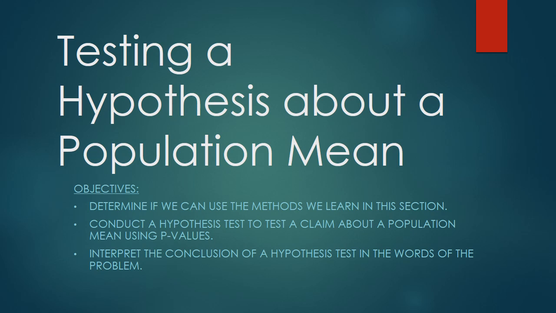Our objectives are to determine if we can use the methods we learn in this section, conduct a hypothesis test to test a claim about a population mean using p-values, and interpret the conclusion of a hypothesis test in the words of the problem. And your homework is listed.